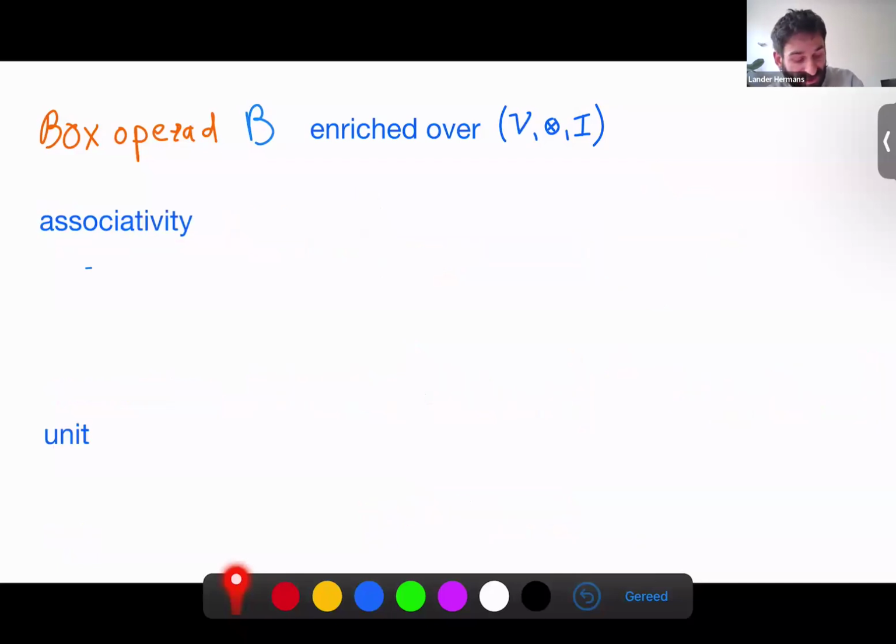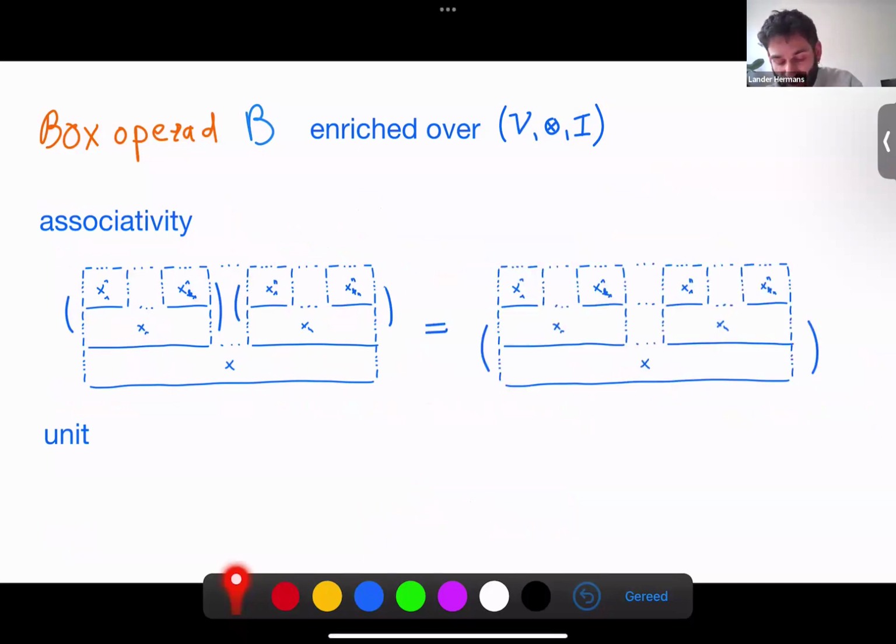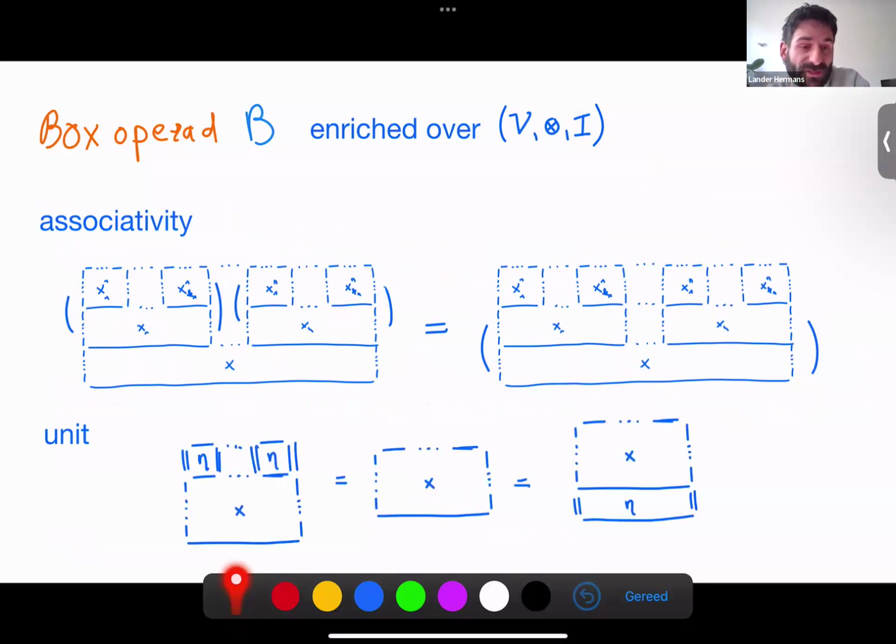Now, to have associativity, we have to express some sort of associativity, and it can be done by saying, okay, if we have three layers of boxes stacked, we could first compose the top two layers, or we could have composed the bottom layers and then the upper layer on top. And this should be equivalent, it should be the same for a general box operad. So that's the associativity condition, and the unit condition is the same, but then you place units on top, which should do nothing, or we could place one unit at the bottom. This should also not do anything.